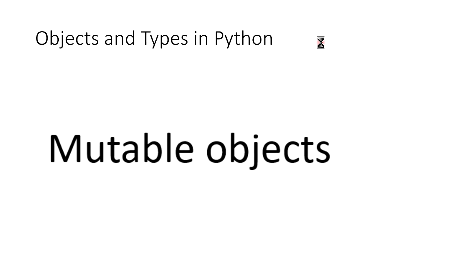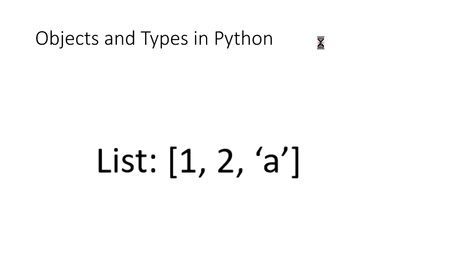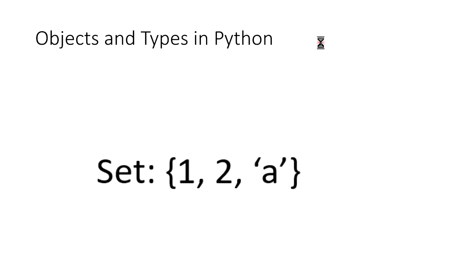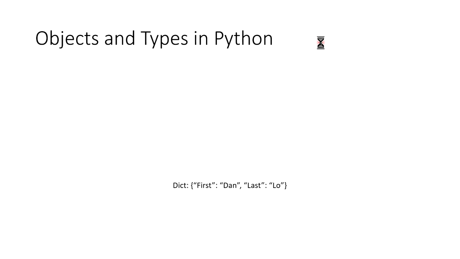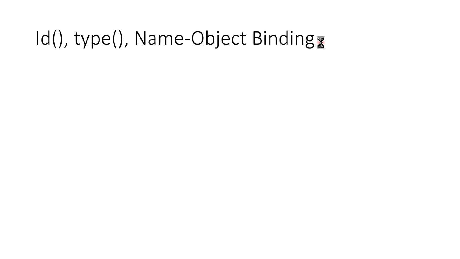Mutable objects in Python include the following: a list, like 1, 2, an integer and a string; a set, like 1, 2, and 8; and a dictionary, with first name, then last and low. So these three, dictionary, set, and list, are mutable objects in Python. With that concept in mind, let's see.